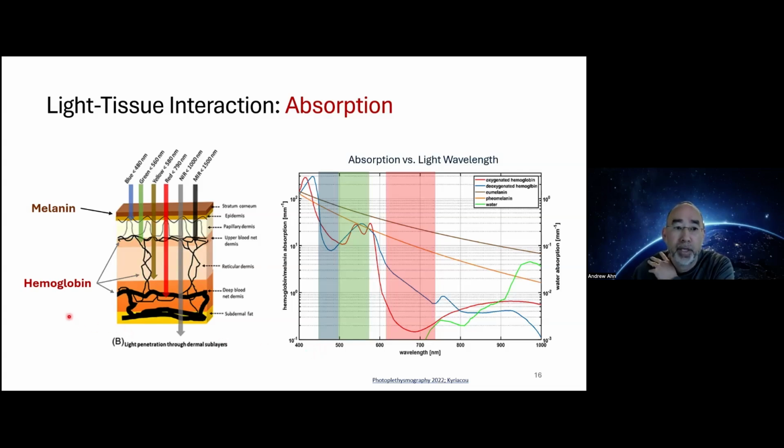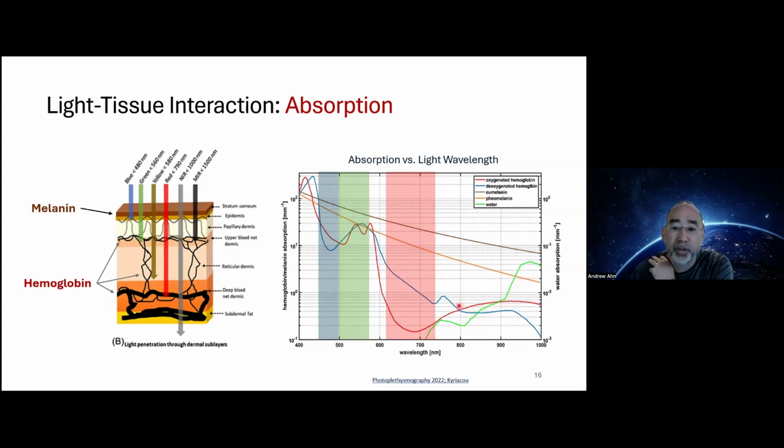In contrast, hemoglobin is more widely distributed across the tissues, with volume fractions typically ranging between 1 and 5%. And so it may contribute to larger fractions of light absorption, particularly at wavelengths that go into deeper tissue levels, like red. And as we move to higher wavelengths beyond 1000 nanometers, water becomes a more significant absorber.